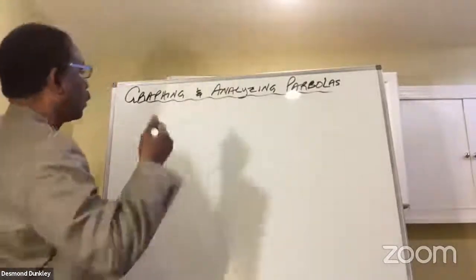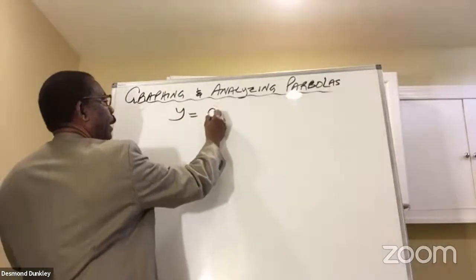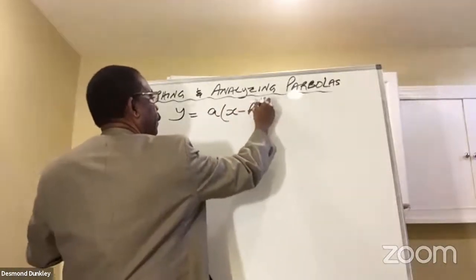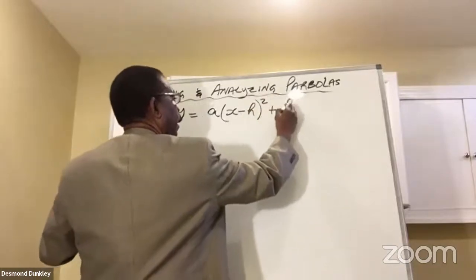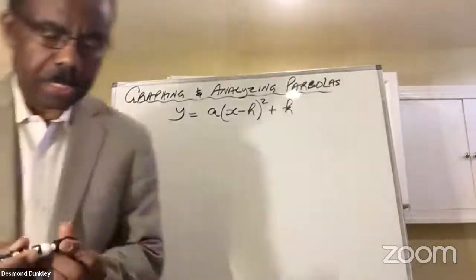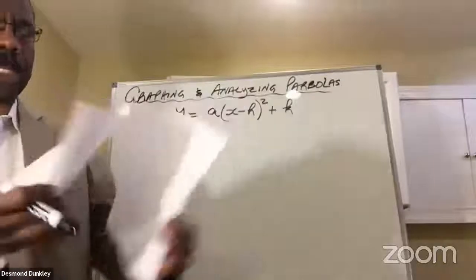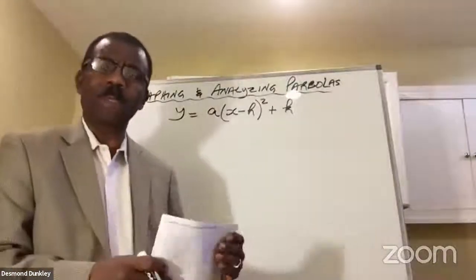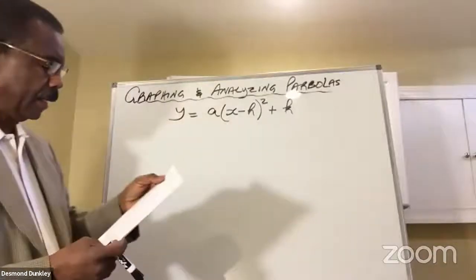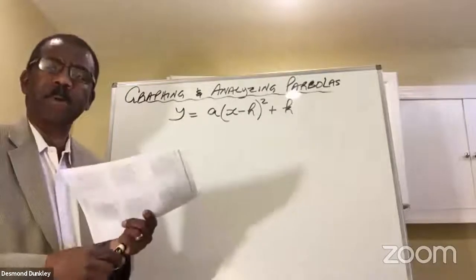So what is our goal? Our goal is to get y equal to a times (x minus h) squared. That's our goal, okay? So we're going to take a few questions that are in general form and then rework them so that they look like this. It says, use the information provided to write the vertex form of each parabola.